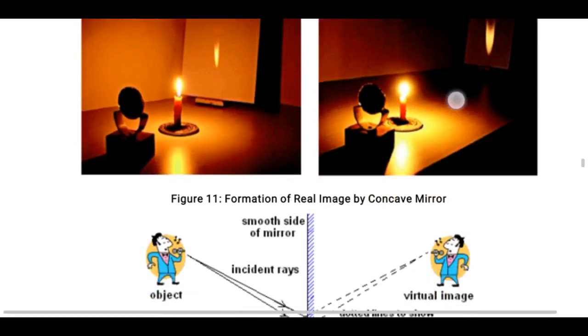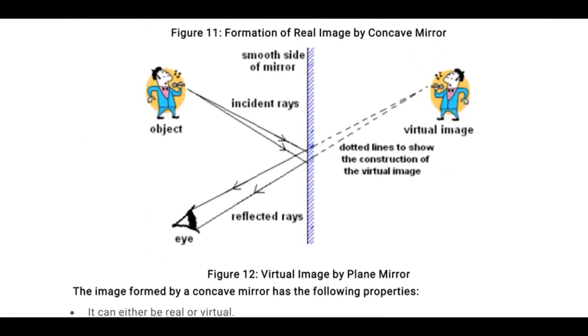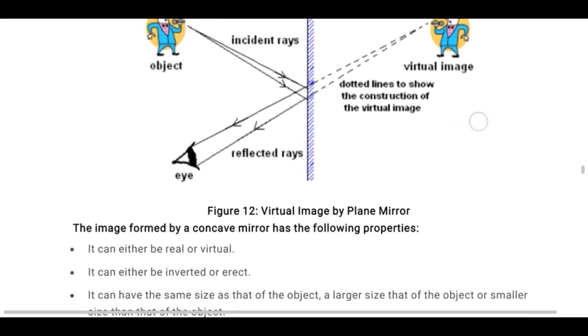See, and this is the image for a plane mirror. See the object, the distance between the object and the image. The distance between the object and the mirror is equal to the distance between the image and the mirror, should be equal. Okay.